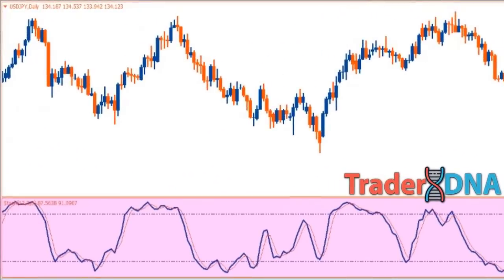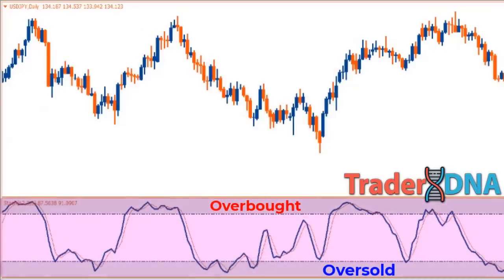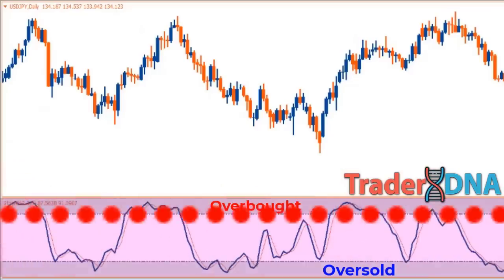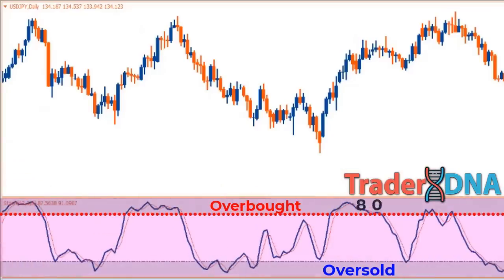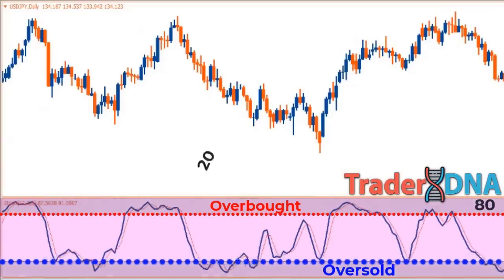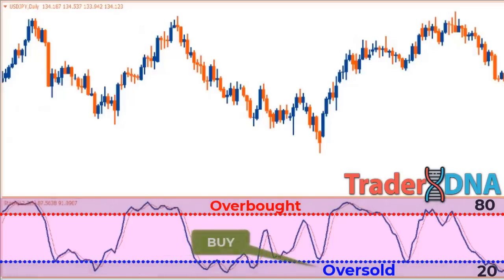The stochastic technical indicator tells us when the market is overbought or oversold. The stochastic is scaled from 0 to 100. When the stochastic lines are above 80, or the red dotted line in this chart, then it means the market is overbought. When the stochastic lines are below 20, or the blue dotted line, then it means that the market is possibly oversold. As a rule of thumb, we buy when the market is oversold, and we sell when the market is possibly overbought.